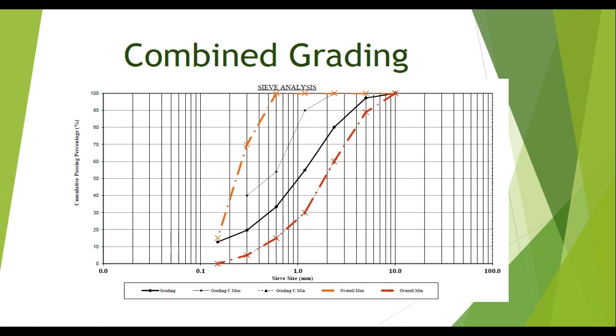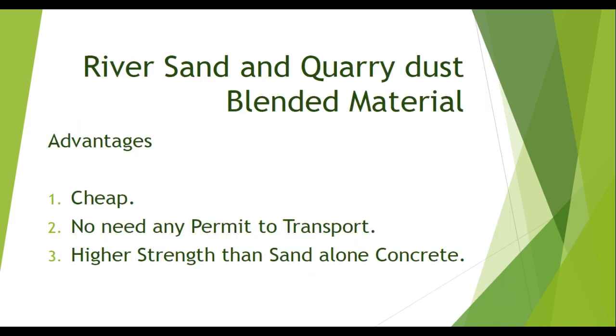That's why we can't use quarry dust as a single material for the concrete. After combining quarry dust and river sand, we can get the required grading. You can see in the middle that grading is within the envelope of the specified region. Therefore, the combined one we can use as fine aggregate for the concrete.